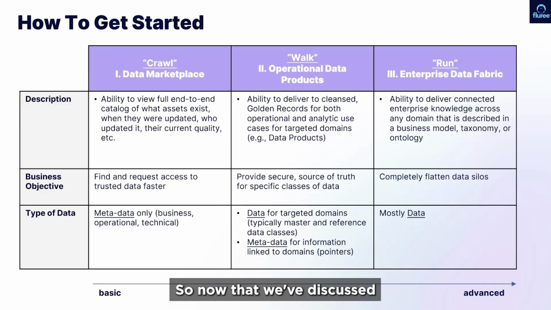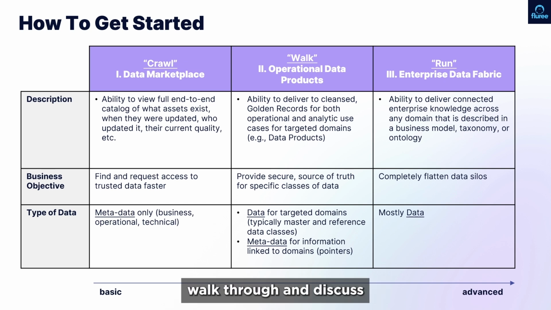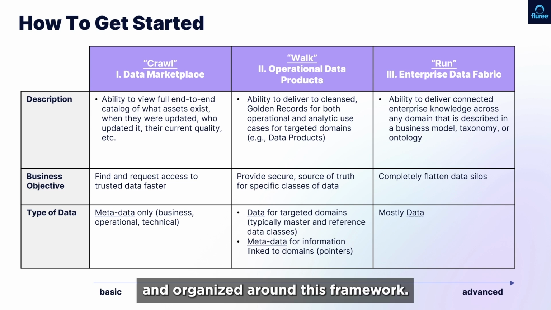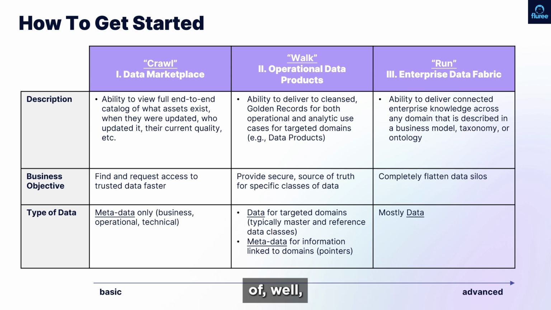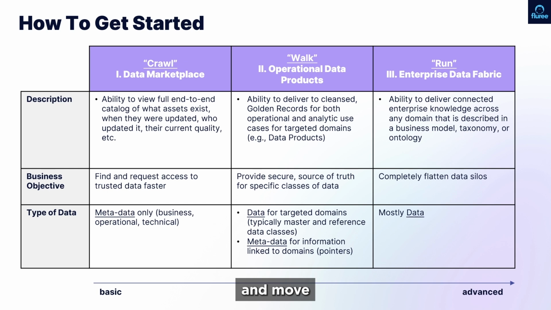So now that we've discussed the framework, model, map, and connect, we've walked through a use case example of how this works in the pharmaceutical industry. And we further walk through and discuss how our various different products are designed and organized around this framework. Now we can get into discussions of, well, how should we get started within the organization? And what I'm showing here on this screen is the typical path that we've seen in many organizations that are starting to move from the relational world into the semantic world.